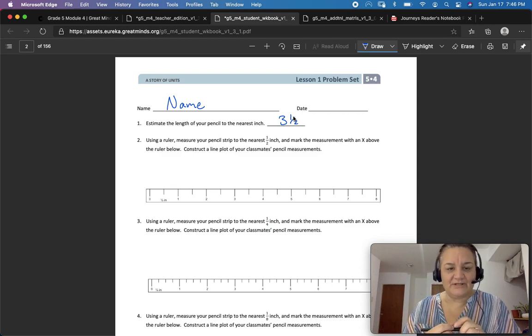Using a ruler, measure your pencil strip to the nearest 1/2 inch and mark the measurement with an X above the ruler below. Construct a line plot for your classmates' measurements.